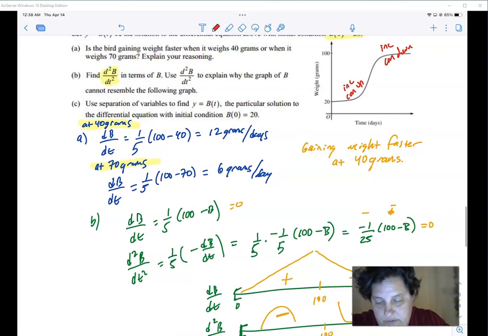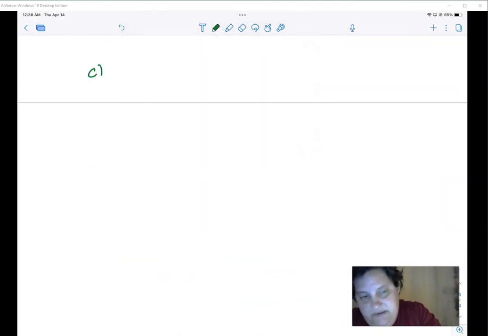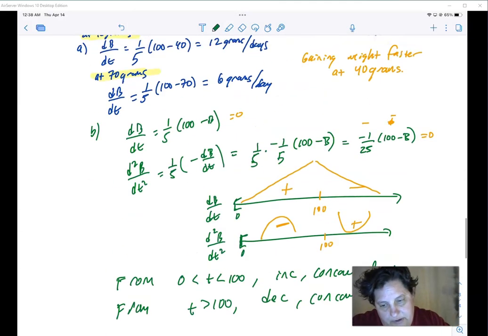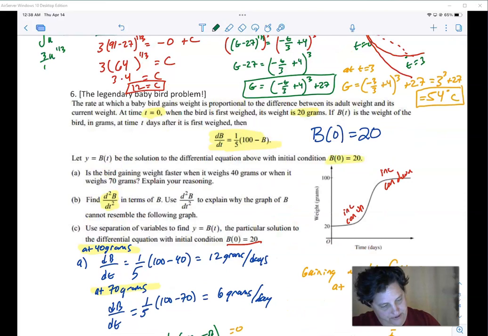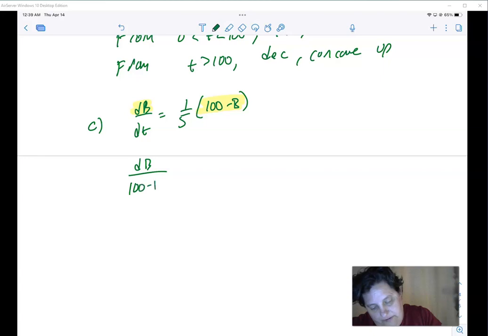Separation of variables. Let's go. B of 0 is 20. You guys are seeing that this is kind of the same steps. That last question was kind of interesting, part B was a little bit different. But okay, separation of variables. dB dt is 1/5 times 100 minus b. I need to put this one down below with the b, and I'll put the dt over the 1/5. So dB over 100 minus b is 1/5 dt.